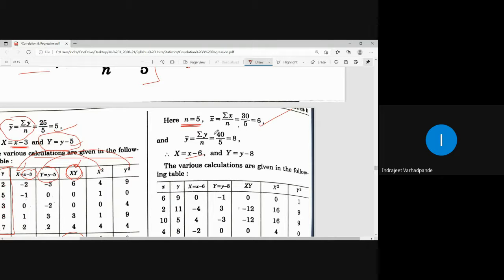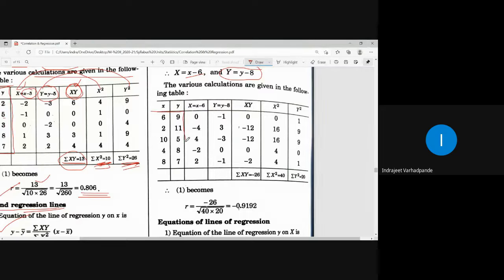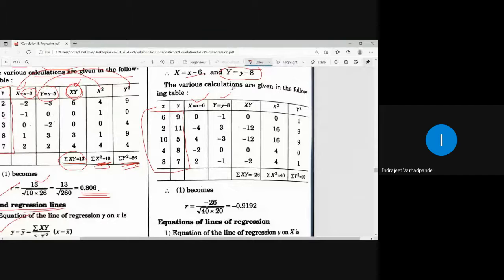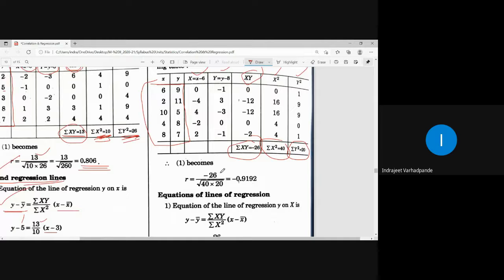Summation y upon n, 40 by 5 is 8. So what is capital Y? Y minus 8. So for this particular set of observations, we will be calculating the column capital X, the column capital Y, product xy, the column for x square, and the column for y square. In the bottom row, we calculate summation xy, summation x square, and summation y square. So accordingly, r will be minus 26 upon under root of 40 into 20.